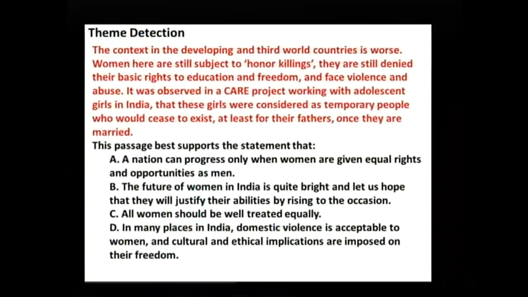Let's read the last paragraph again. I'm going to start from here. It was observed in a CARE project working with adolescent girls in India that these girls are considered as temporary people who would cease to exist, at least for their fathers, once they are married. I'm going to pause here for a minute so that you can read the entire paragraph and you can understand. I've explained the paragraph, but I want you to read it now and understand.